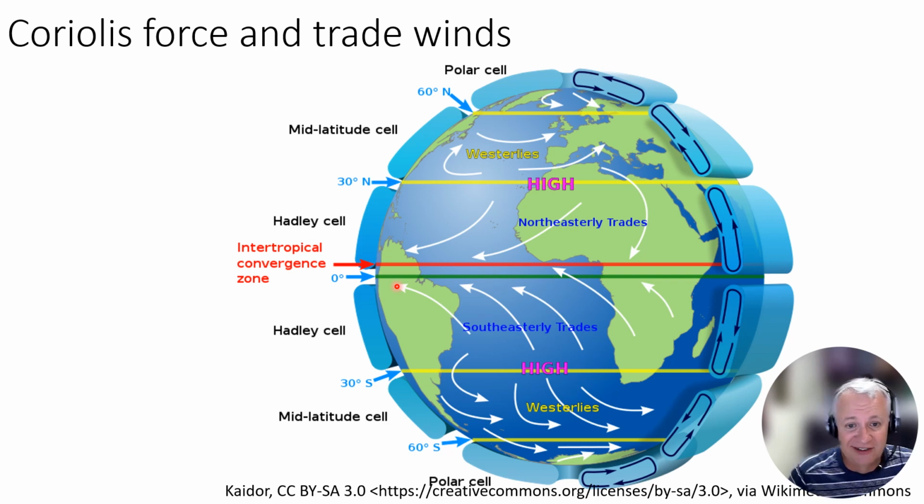Those trade winds are called that because the movement of sailing ships was governed primarily by those winds. So those are really important directional winds that are set up and determined by these Coriolis force cells.